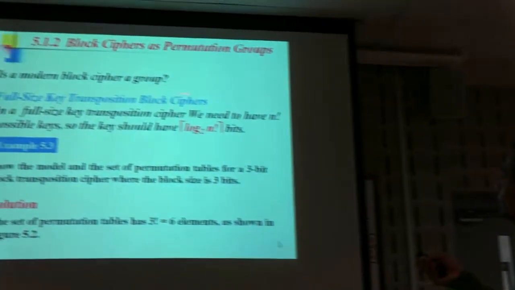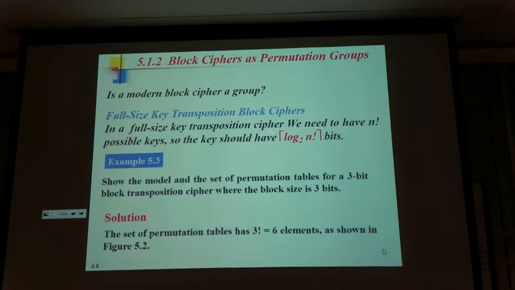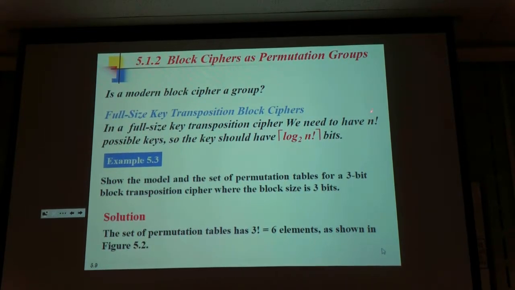Full-size key transposition block ciphers. In a full-size key transposition cipher, we need to have n factorial possible keys. So the key should be log2(n!) bits. So this is in the transposition.